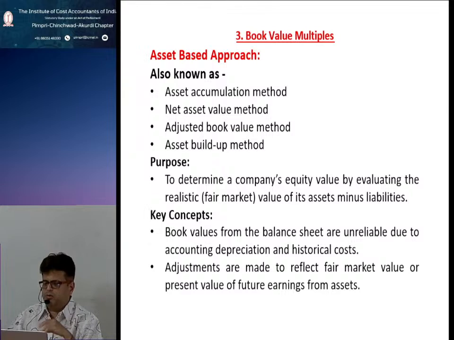So the key concept over here is that book values from the balance sheet are typically unreliable, because these are predominantly historical costs and may not be a realistic indication of the value of that particular asset. Therefore book values are unreliable due to accounting depreciation and historical cost, and adjustments are made in the ordinary course of business to reflect fair market value or present value of future earnings from the same assets. So this is the key concept of the asset based approach.